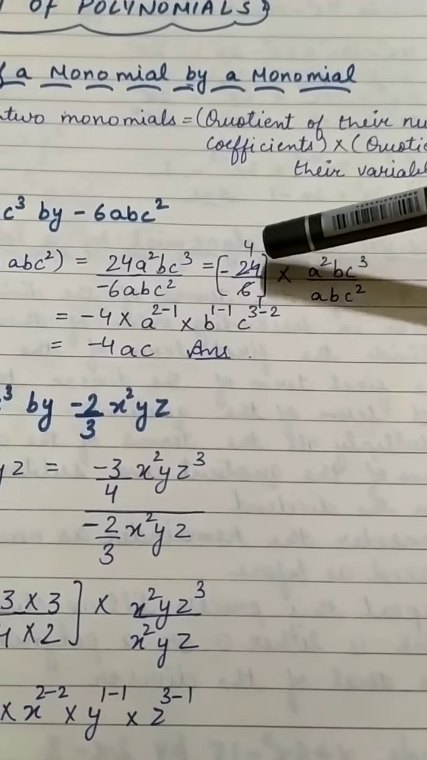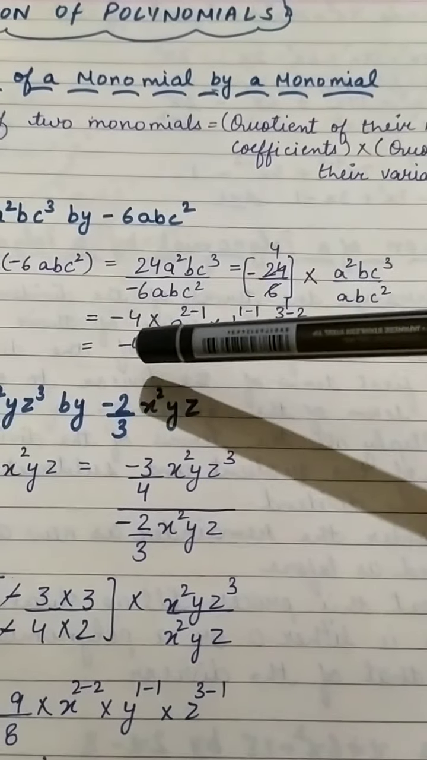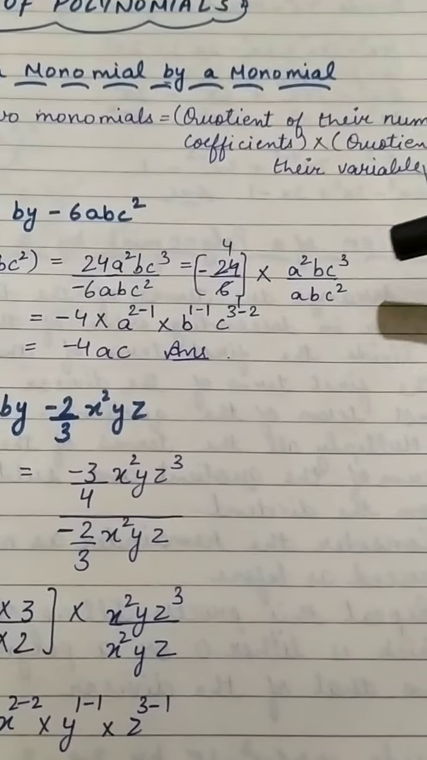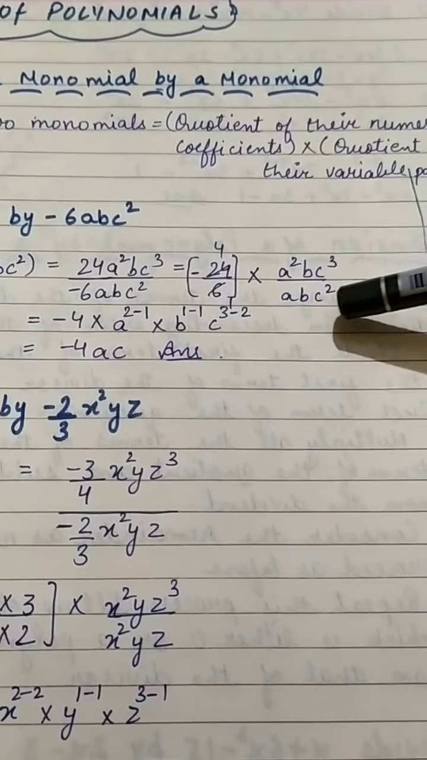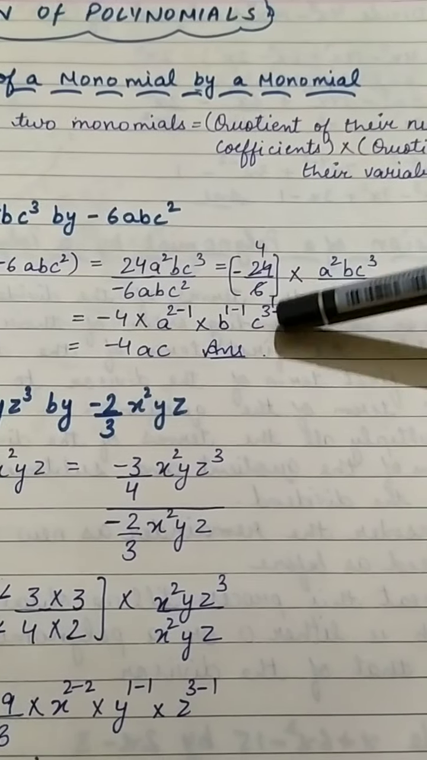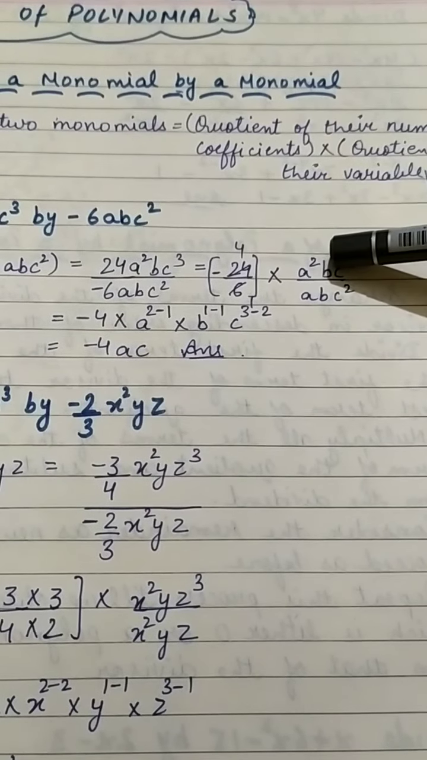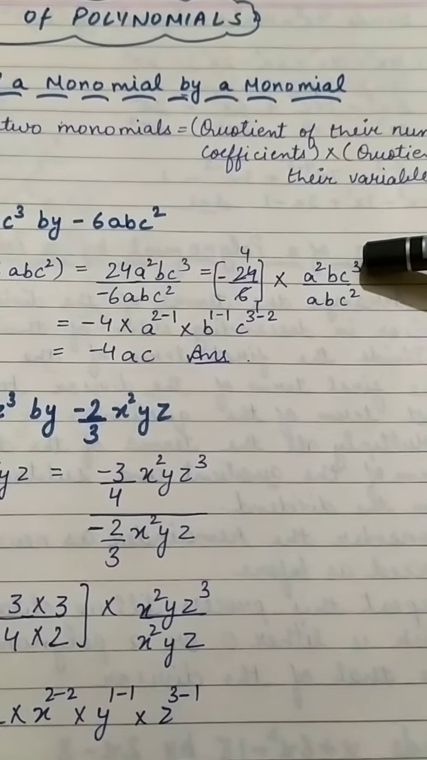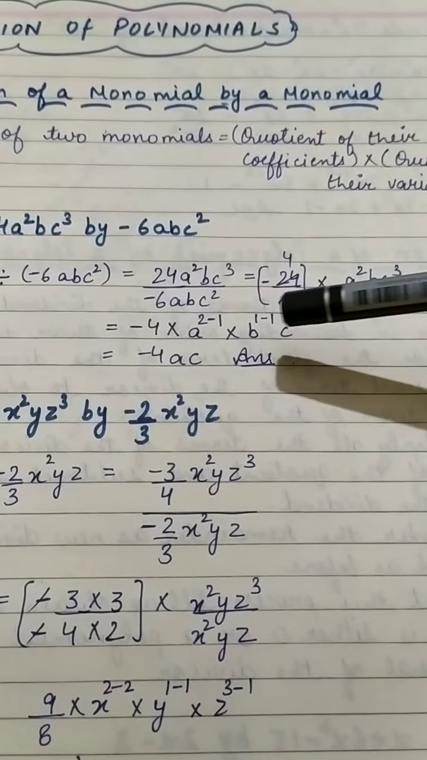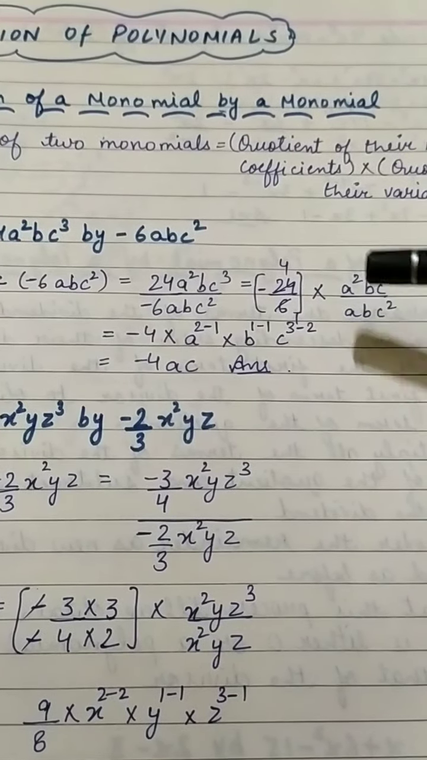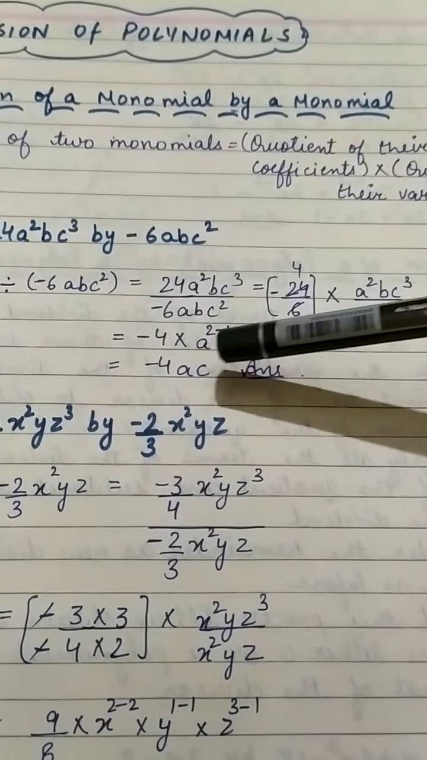24 is divisible by 6. 6 fours are 24. So it will be minus 4 here. Now this we can cancel also, but you may get confused, so we have done this by law. This a will be cancelled from this a, this b will be cancelled from this b, and one c will be cancelled from this c. You can also do it like this, or you can apply a law: if bases are the same and we have division, then powers will be subtracted.